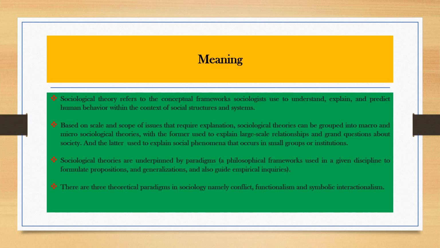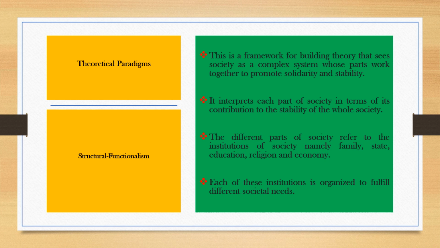Let us take time and look at each of them briefly. We begin by structural functionalism as a paradigm, and I want to state that this is a framework for building theory that sees society as a complex system whose parts work together to promote solidarity and stability. It interprets each part of society in terms of its contribution to the stability of the whole society.